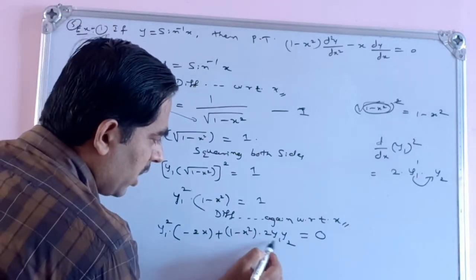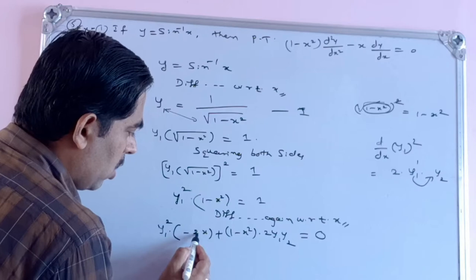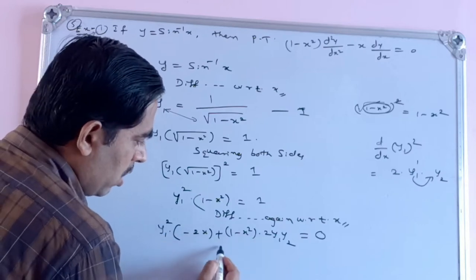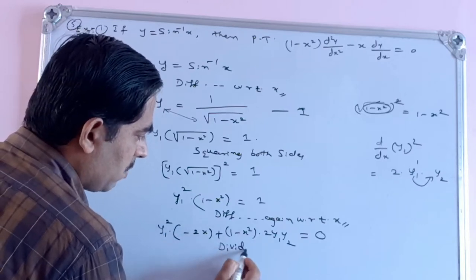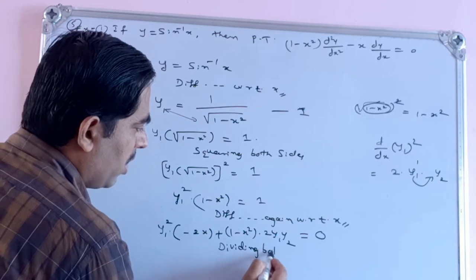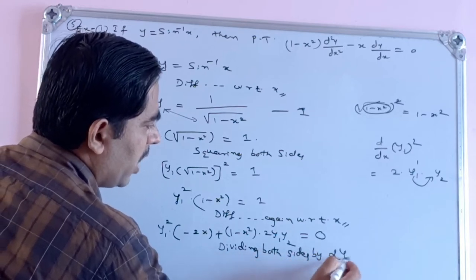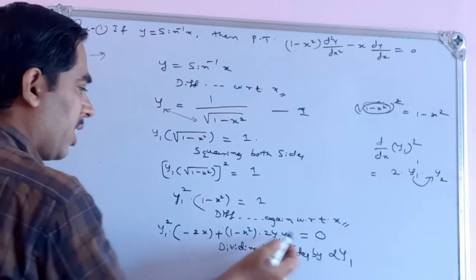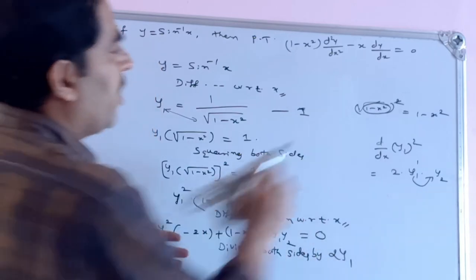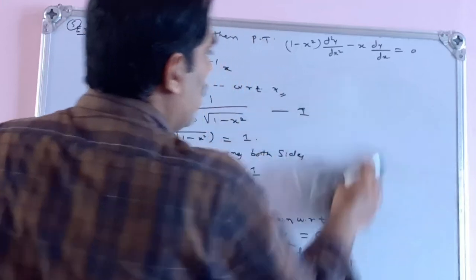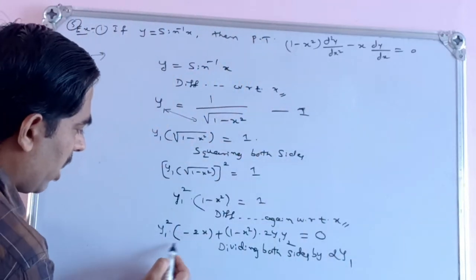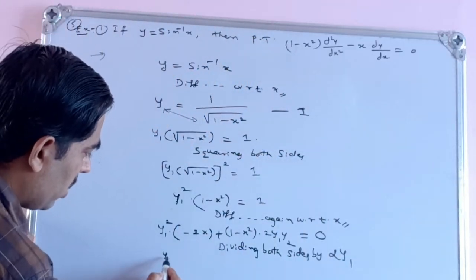Okay, see, the common thing here is 2y1. See, 2y1 square, 2y1. So dividing both sides by the common thing. What is the common thing here? 2y1. So divide every term by 2y1. So what I will get, see, 2y1. I have to divide every term by 2y1. So I will show it here only.